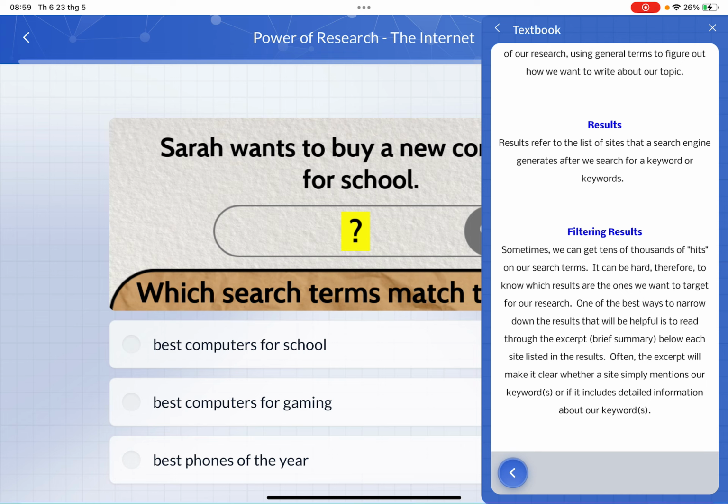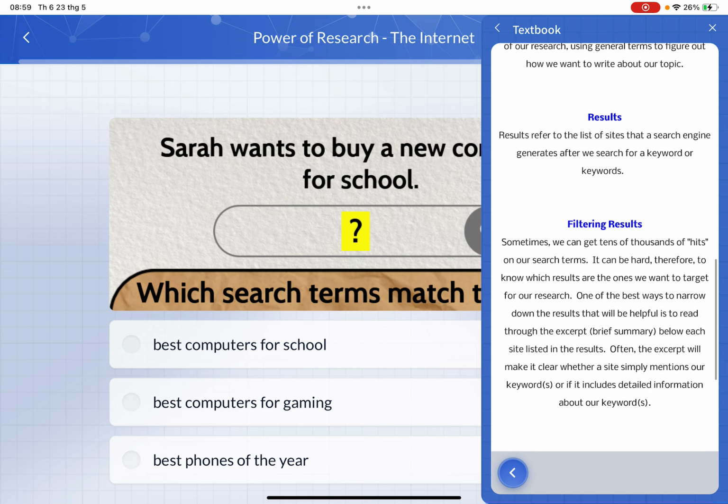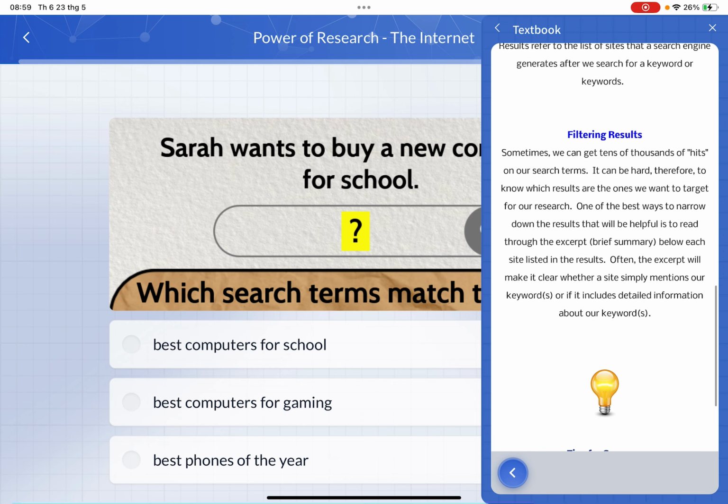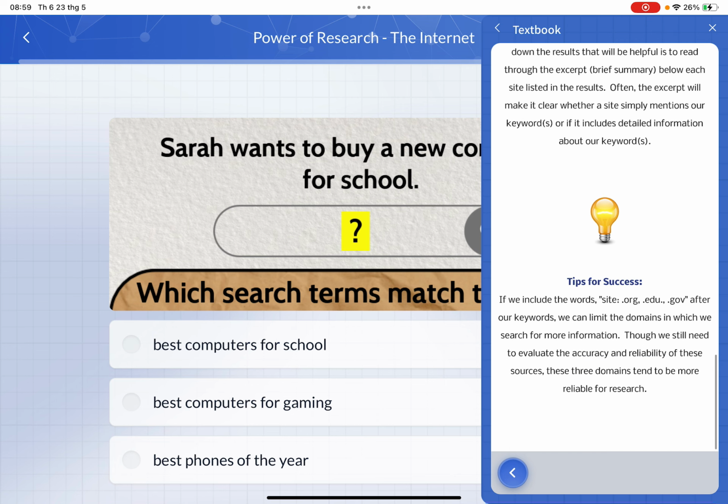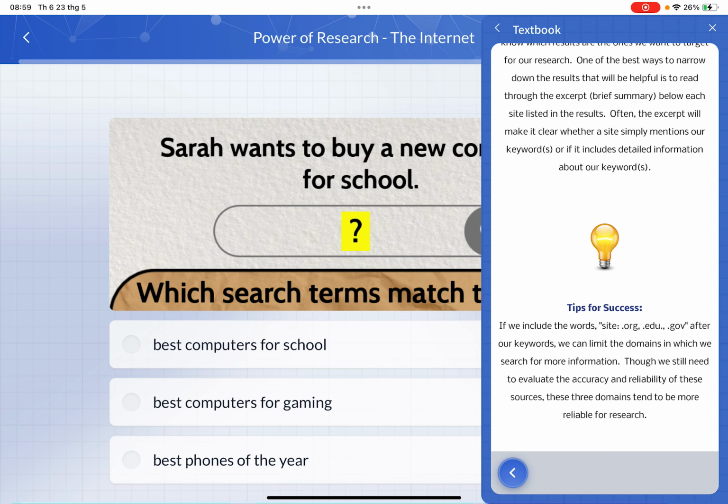So usually there's a site that you click in and read some of them. But down there, there's a small paragraph, just about one or two sentences, summarizing the result. It's just a brief summary. Often the excerpt will make it clearer whether a site simply mentions our keywords or includes detailed information about our keywords. If it's not important, then we can move on to the next site.